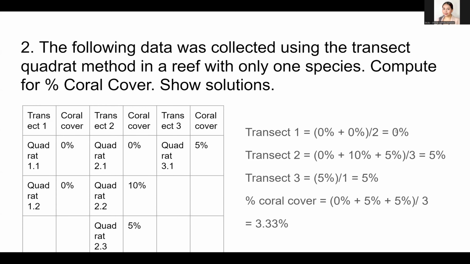So we do that by adding 0, 5, and 5, all divided by 3. So that's 10 divided by 3, which will give us 3.33%. Okay, so that's how you compute for the average of transect quadrat. You average the averages. Any questions for item number 2?